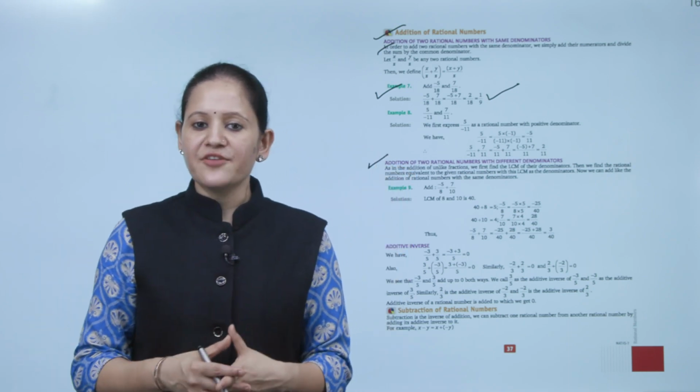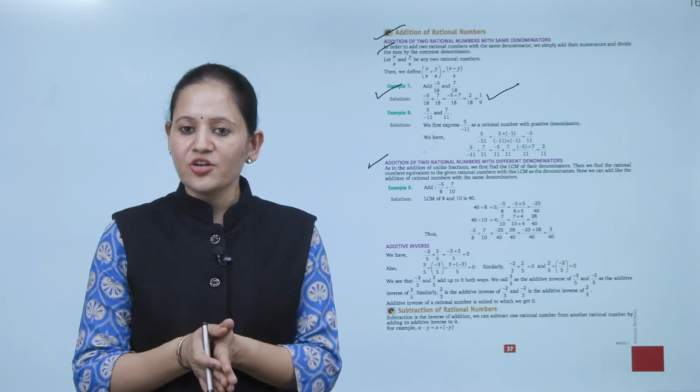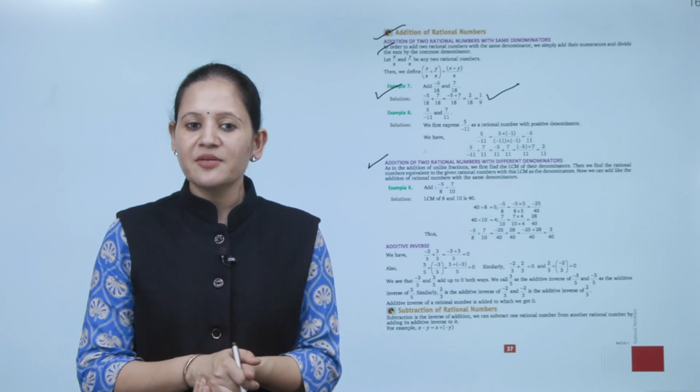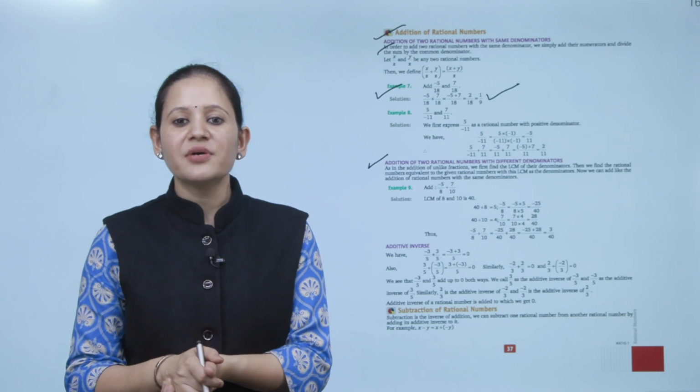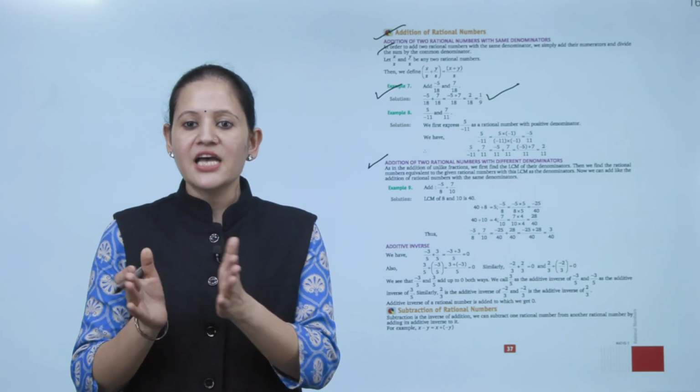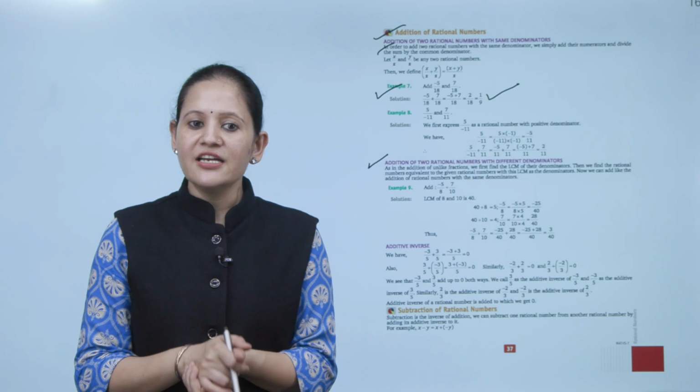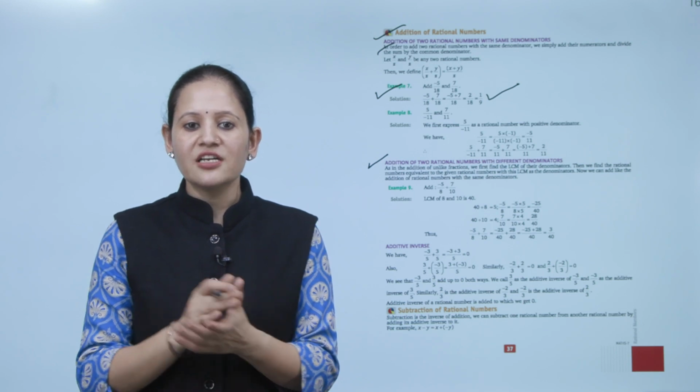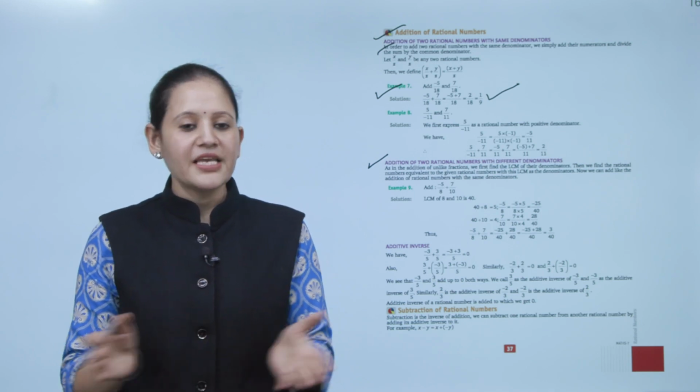Next is addition of two rational numbers with different denominators. As in the addition of unlike fractions, we first find the LCM of the denominators, then we find the rational number equivalent to the given rational number with this LCM as the denominator. Now, we can add like addition of rational numbers with the same denominator. Let's take an example.